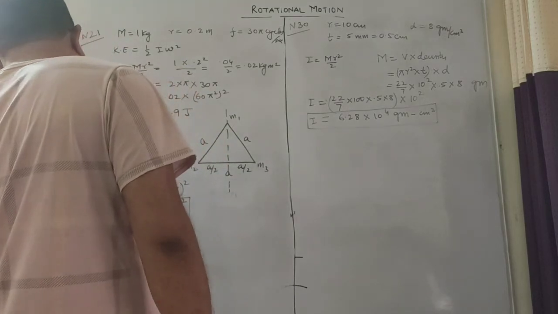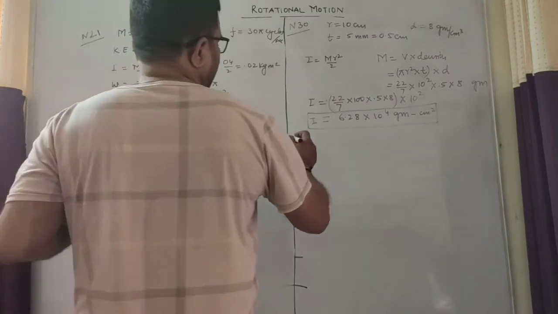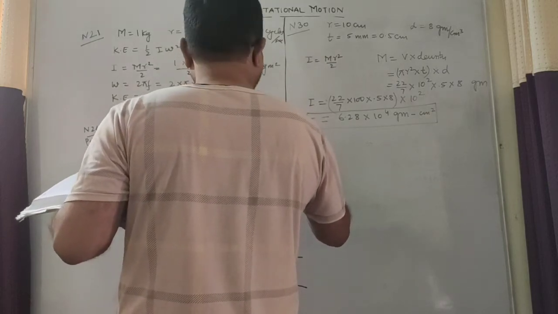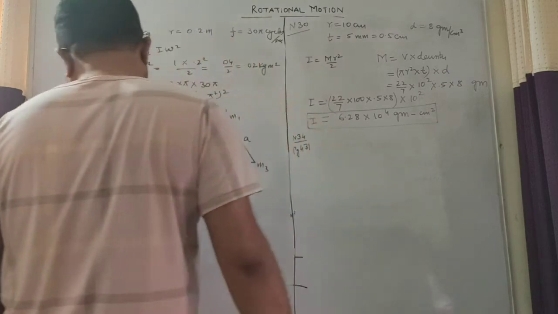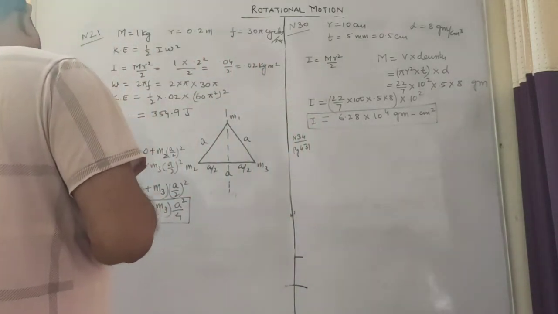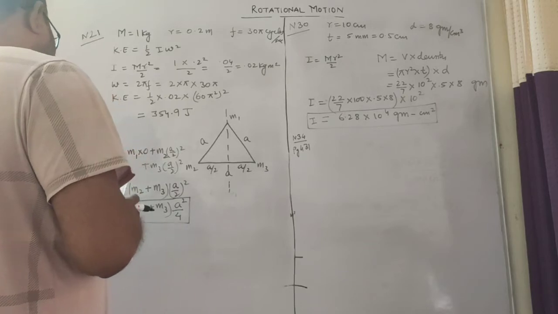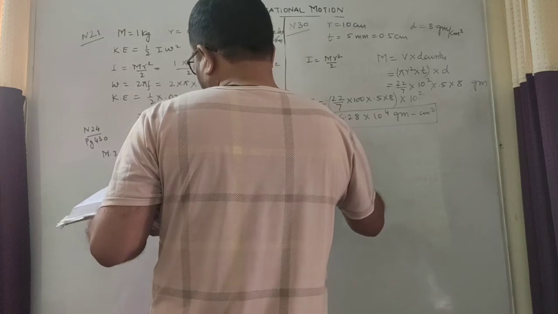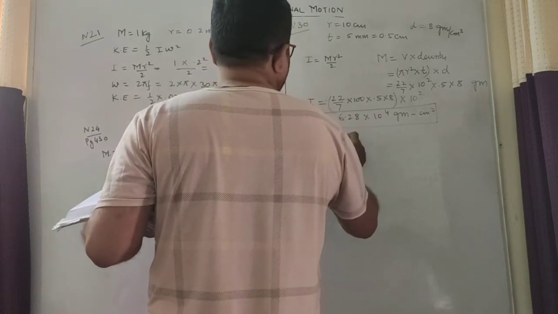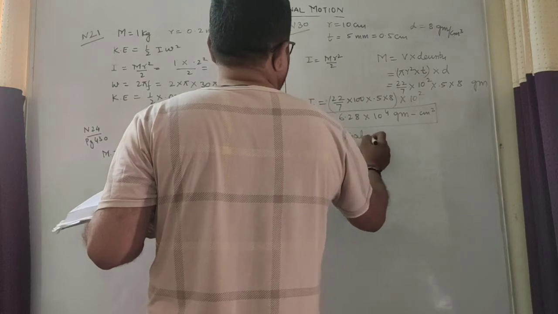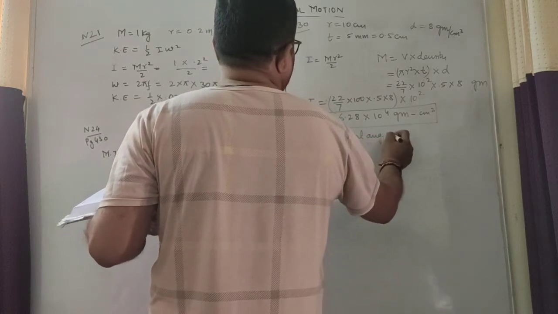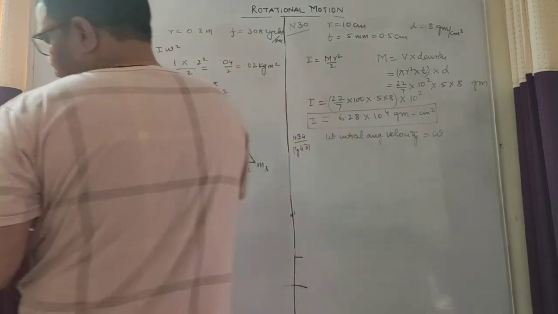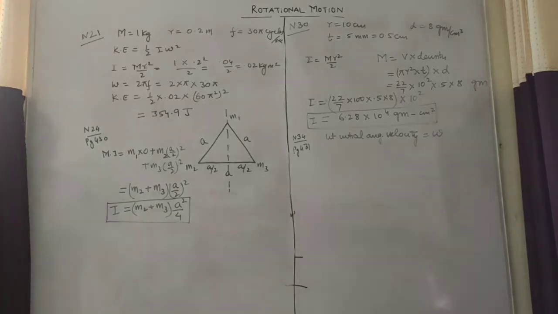Now the last numerical which I am going to discuss is numerical number 34 for this chapter. Numerical number 34, again on page 431. If the angular velocity of a revolving wheel is increased by 100%, let the initial angular velocity be omega.